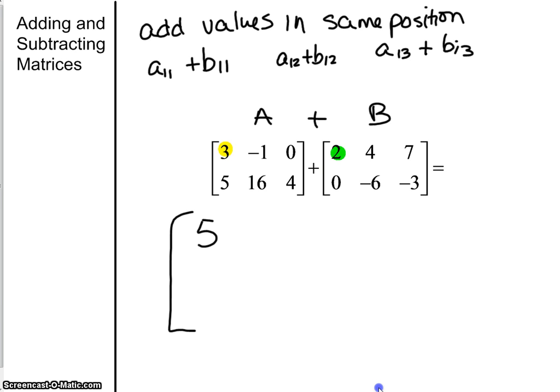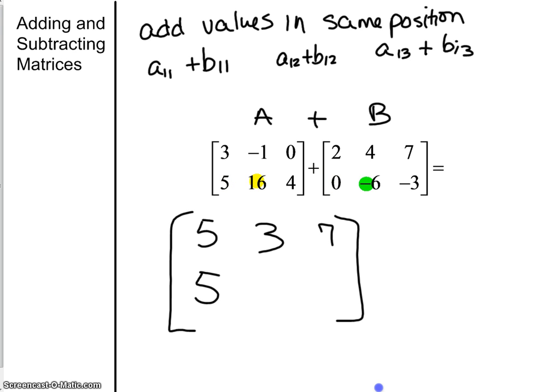Okay. Now we're going to move over and look at the middle term. So now it's -1 plus 4. We're going to replace -1 plus 4 with a 3. Now we're going to look at the 0 and the 7. 0 plus 7 is 7. Let's look at the 5 plus the 0. 5 plus 0 is 5.